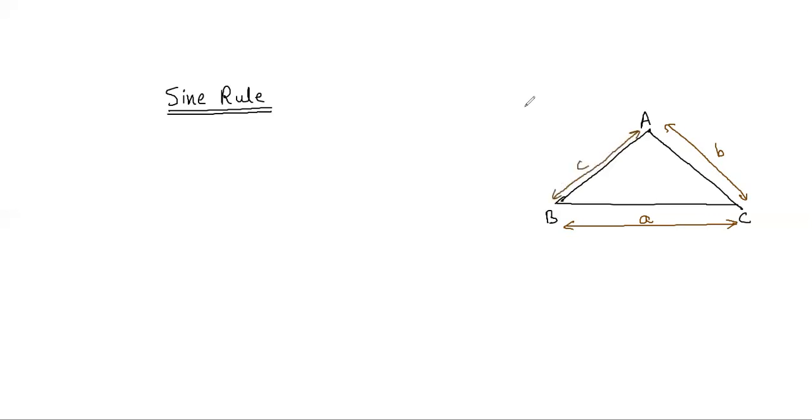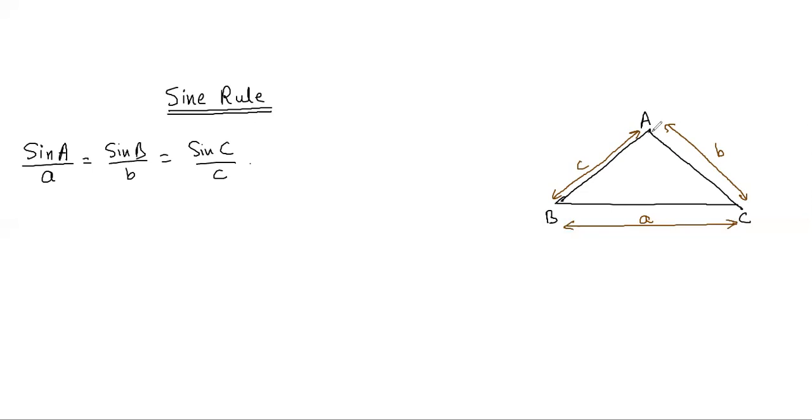So sine rule says that sine of an angle divided by the length of the side opposite to that angle is constant. So sine A by small a equal to sine B by small b equal to sine C by small c. Okay. So we'll try to prove this. So it can be proved very easily.